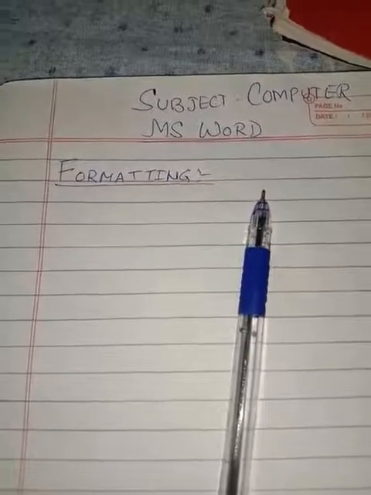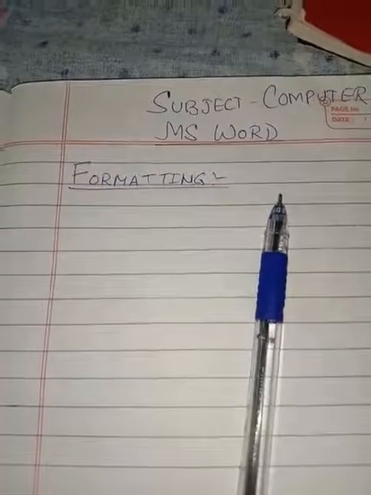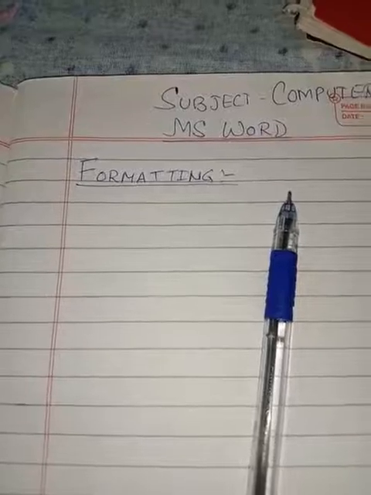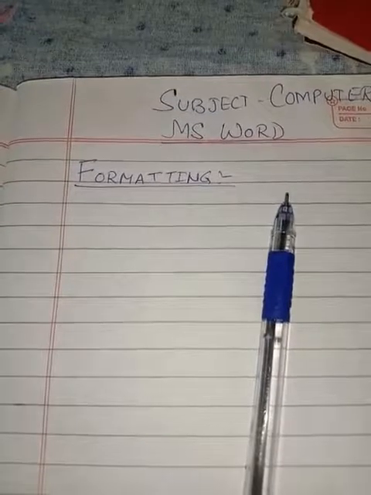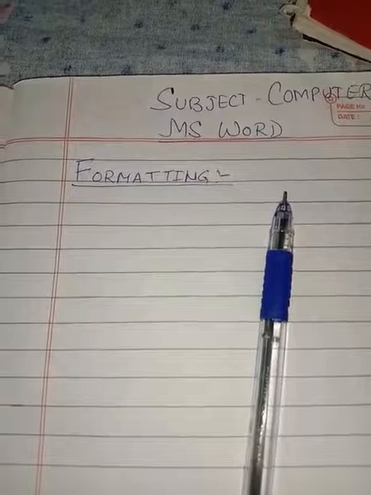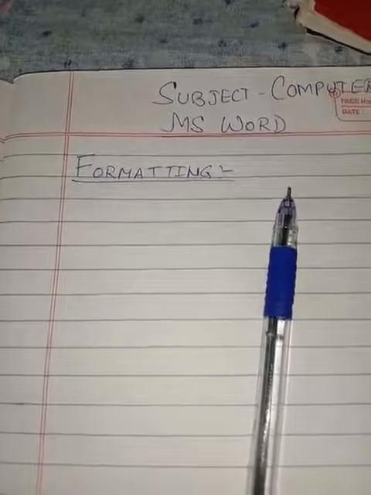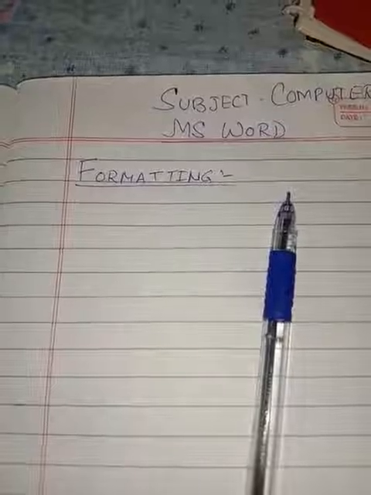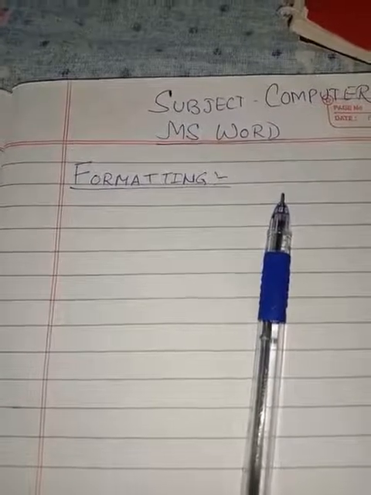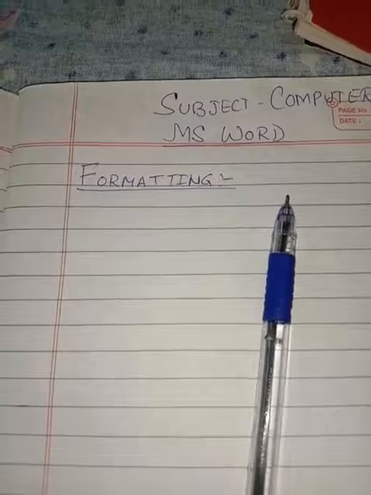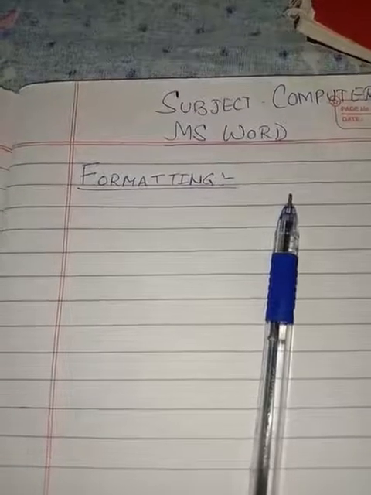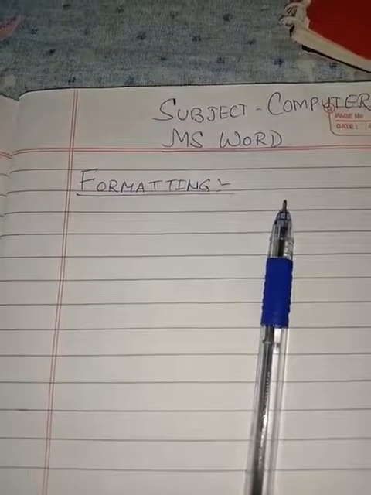Next we have rulers. There are two types of ruler in Word. The first is the horizontal ruler and the next is the vertical ruler. We can use these rulers to change the format of our document. Next is the text area. What is the text area? Just below the horizontal ruler is a large area called the text area. We type our text in this area.